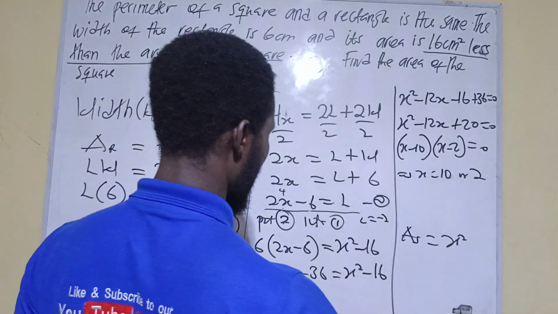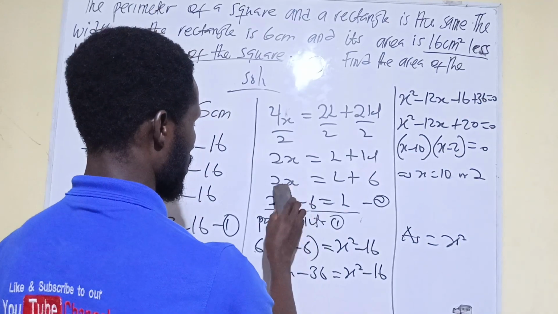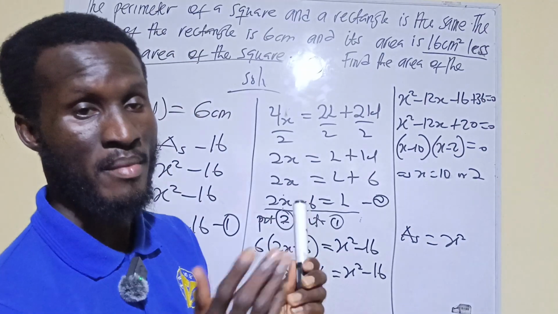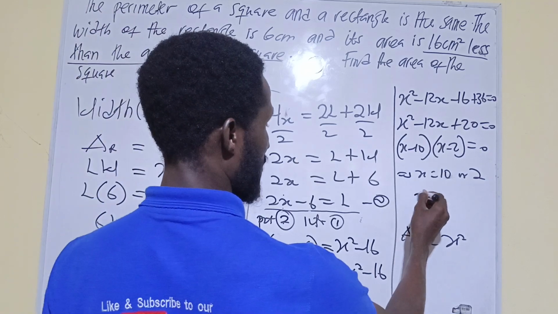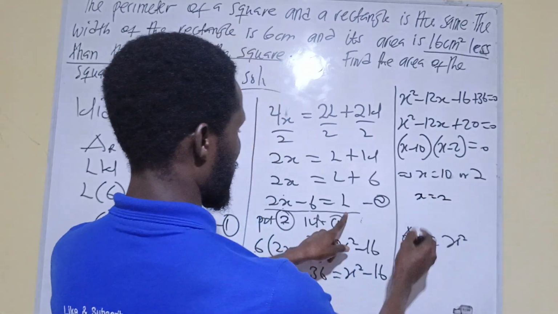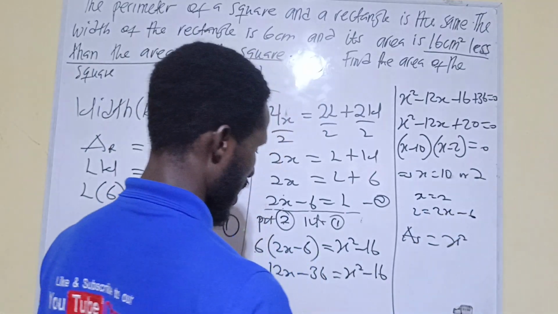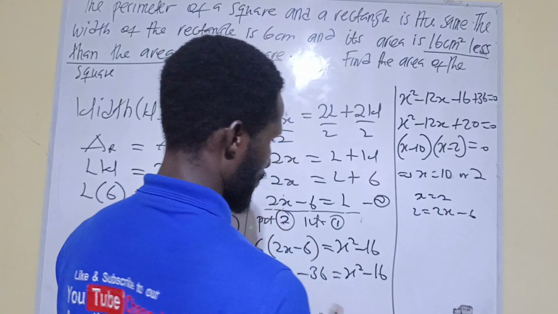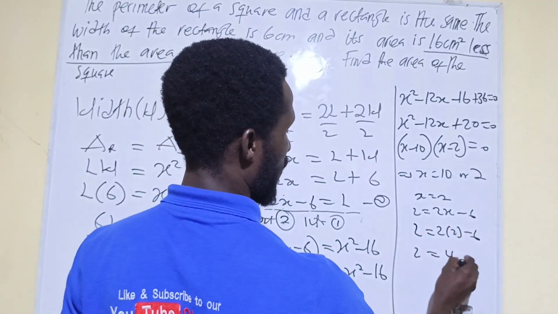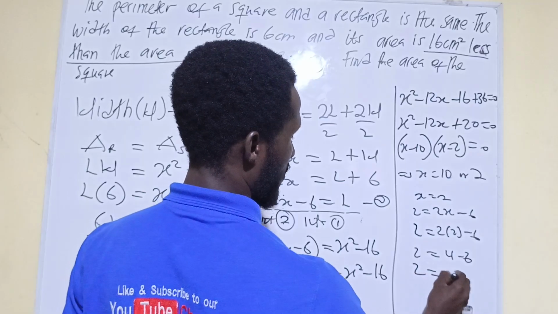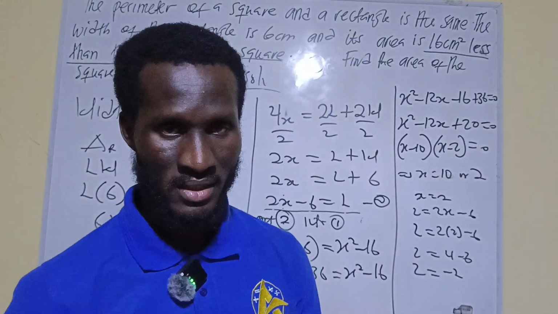How can the length be minus 2? The length of a rectangle can never be minus 2. You get it? Do you understand what I'm saying? Let me show you. I said if x is equal to 2, the length here will give us 2x minus 6. I want to confirm. Now we have L is equal to 2 times 2 minus 6. L is equal to 4 minus 6. L will give us minus 2. Now how can we solve a question where the length of a rectangle is minus 2?